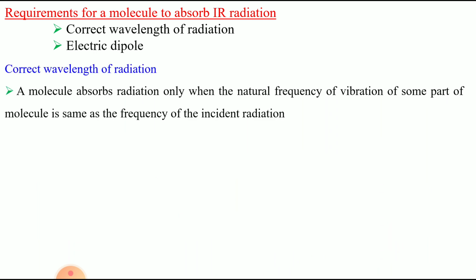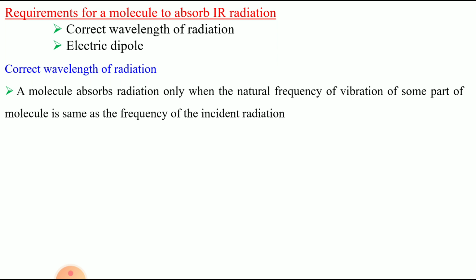Next, we are discussing the requirements for a molecule to absorb IR radiation. What are the specific requirements for a molecule to absorb IR radiation? The two most important requirements are the correct wavelength of radiation and an electric dipole moment. The correct wavelength of radiation means that only at a certain IR frequency range will the molecules undergo a vibrational transition, meaning a change in bond length or bond angle happens. So we must provide the correct wavelength of radiation.